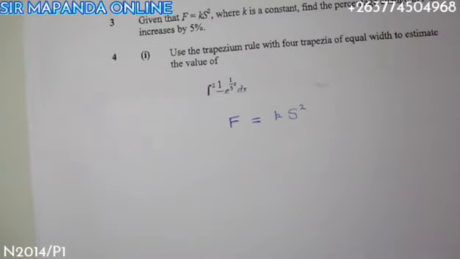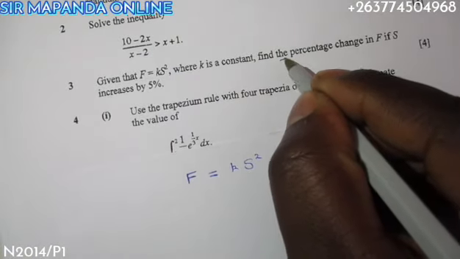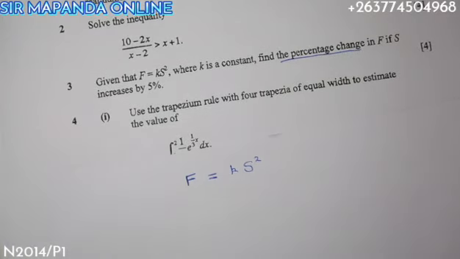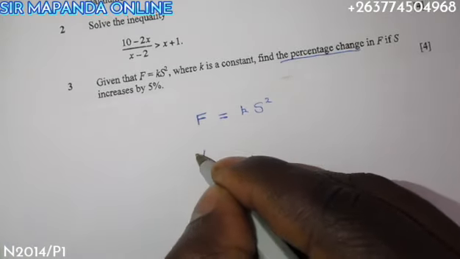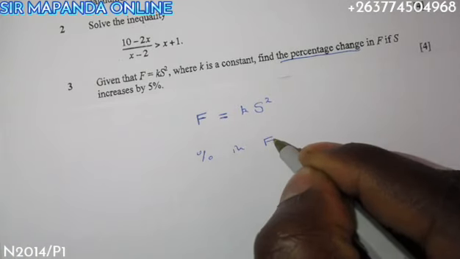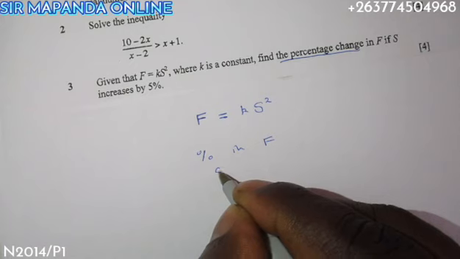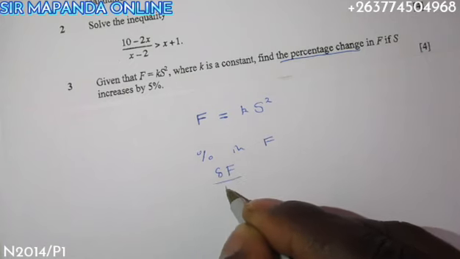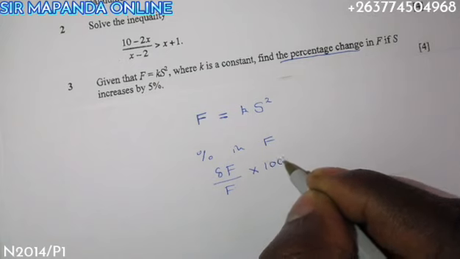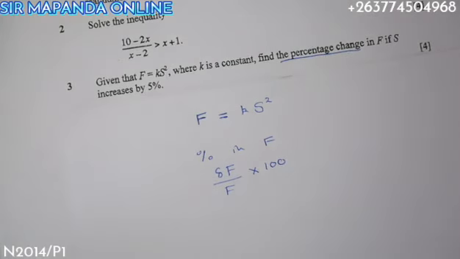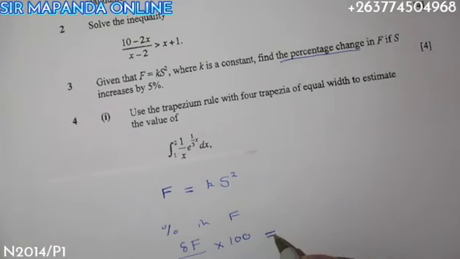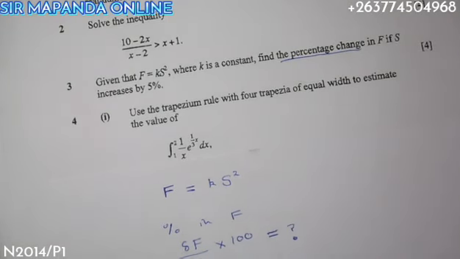Right, so firstly you need to understand the required percentage change in f. Percentage change in f simply means delta f over f times 100. So this is the way you write percentage change in f. This delta f means small increment or a small change in f. I hope you are following. This is the unknown or the required.